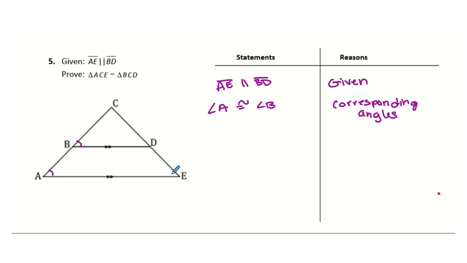And for the same reasoning, I could say that angle E is congruent to angle D because they are also corresponding angles. Well, if I have two pairs of angles that are congruent, then we've just proven that these two triangles are similar by AA similarity.